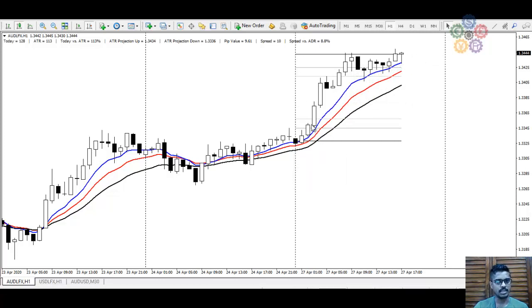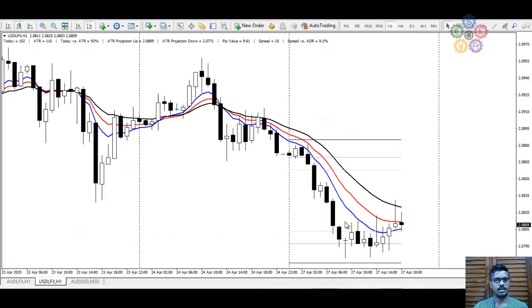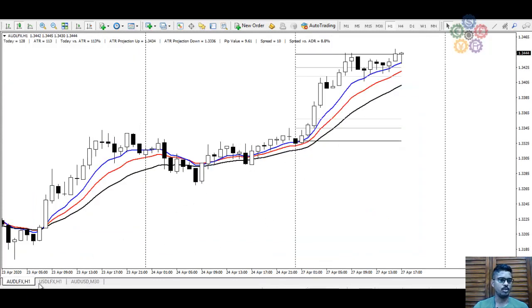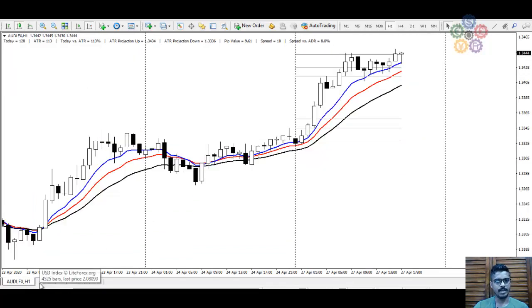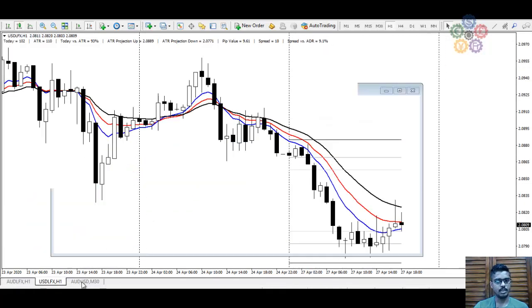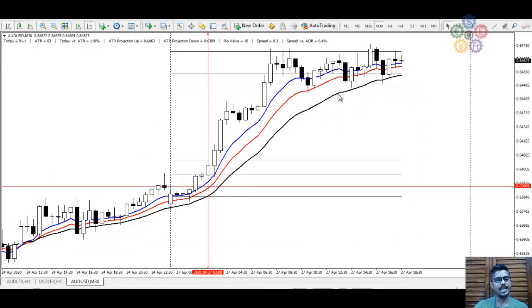So this basically tells you that the AUD was going up and the USD was going down, right? So when you know that the AUD is going up and the USD is going down, which means traders are buying AUD and they're selling the USD. So obviously buying AUD USD would be the right decision.